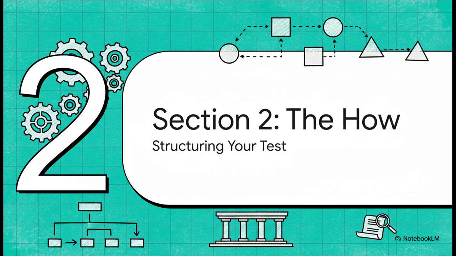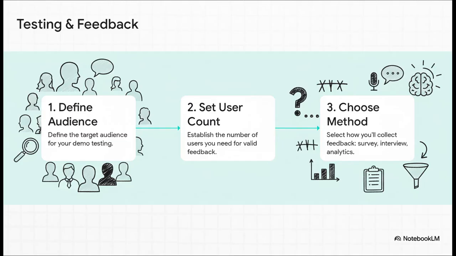Now it's time for section 2, the how. This is where we actually map out the test itself. Really, your whole test plan comes down to 3 key decisions. Number 1, who are you testing this with? You have to define that target audience. Number 2, how many people do you need to talk to? And number 3, how are you going to collect what they have to say? This is your playbook for turning vague opinions into powerful insights.